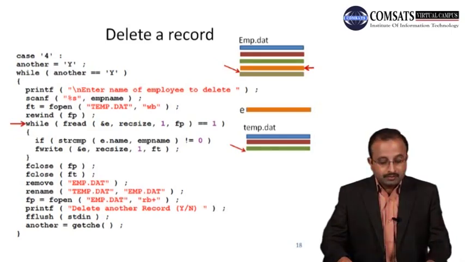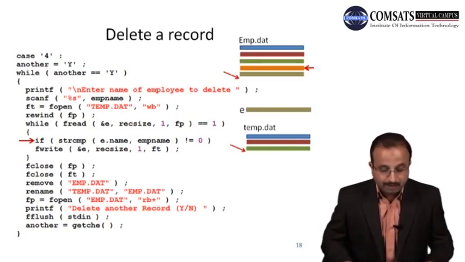Then it comes to the while condition. In the while, first fread is executed, it reads the record and writes it in e, and the file pointer points to the end of the file because that was the last record in the emp.dat file. And then it comes inside the block of the while loop because the condition in the while loop is true. It checks the if statement, strcmp of e dot name. Now e dot name is not equal to emp name.